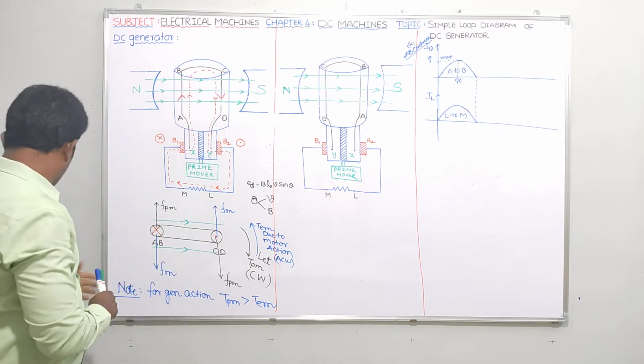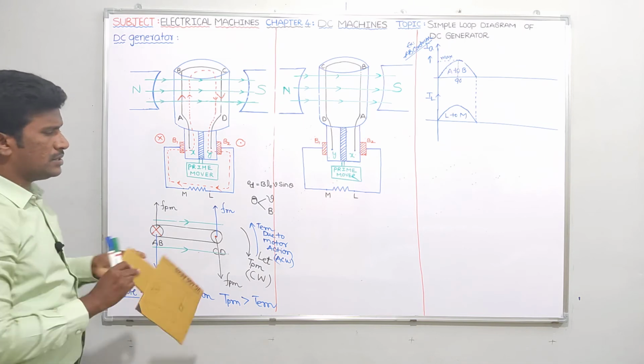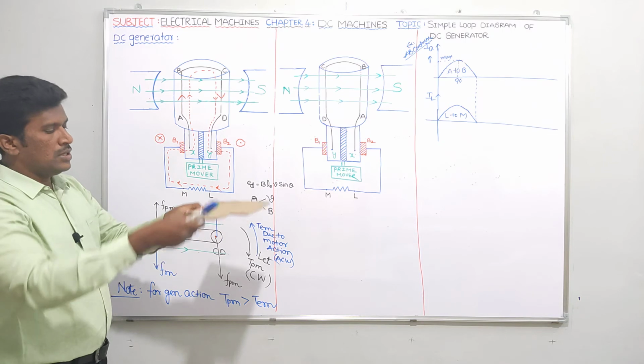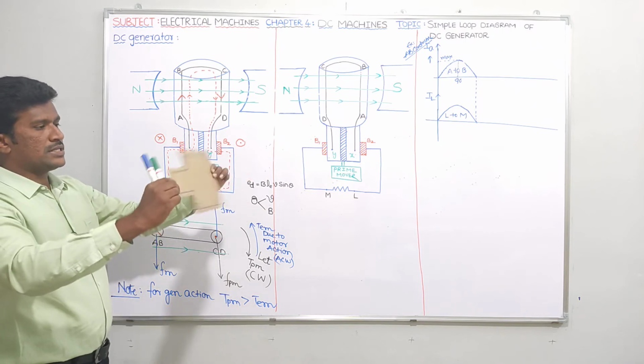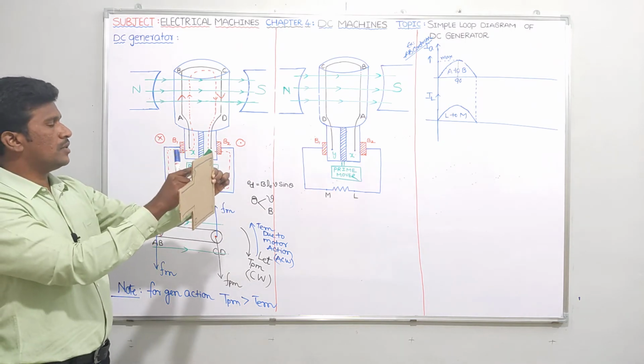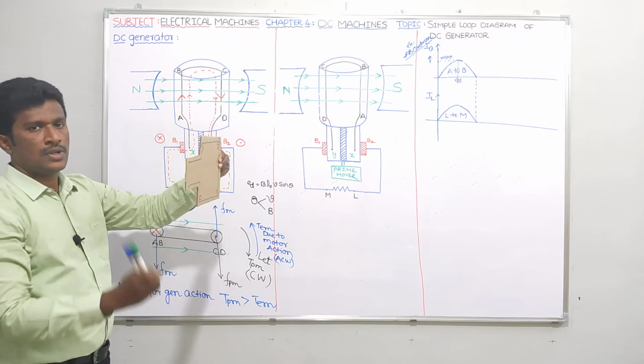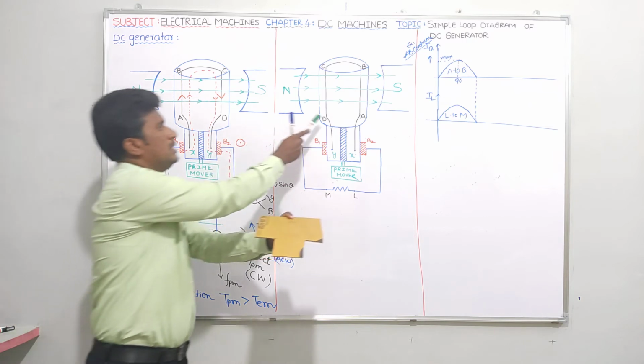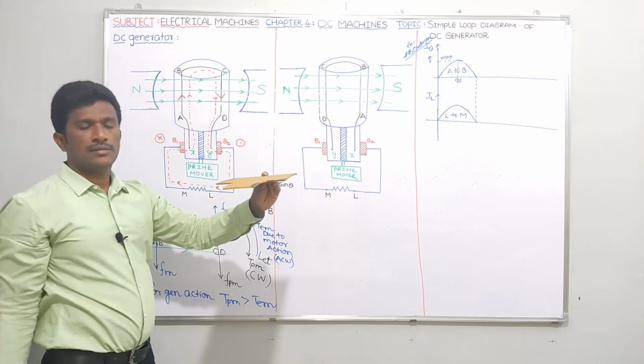Same thing you have to repeat now. See, initially A, B, C, D. So this situation. After 90 degrees, AB is here, DC is here. Next, after 180 degrees, DC is here, BA is here.